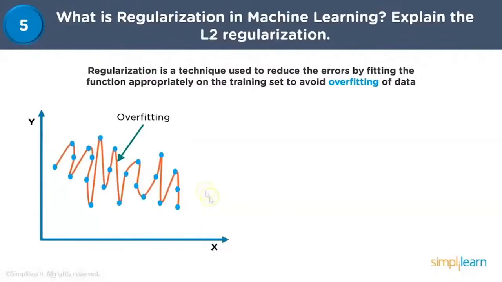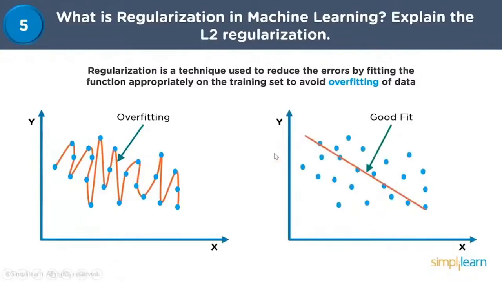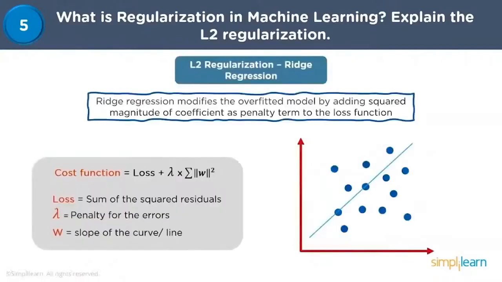Here you can see we have a nice plot which shows how overfitting of data can be visualized, and here we have a good fit line over the same data points. This is also known as the regression line. Now L2 regularization is also known as ridge regression. Ridge regression modifies the overfitted model by adding the squared magnitude of coefficient as a penalty term to the loss function.